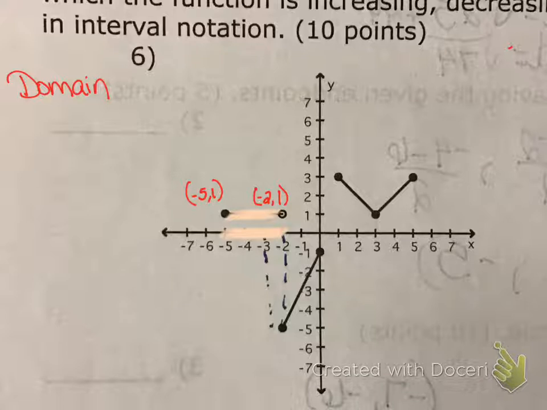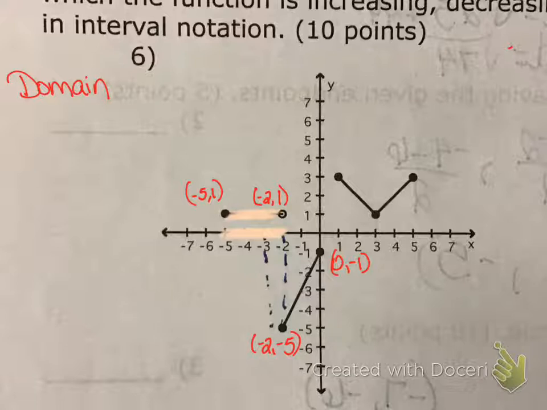Now, down here at my next one, I've got negative 2, negative 5. And here, I've got 0, negative 1.